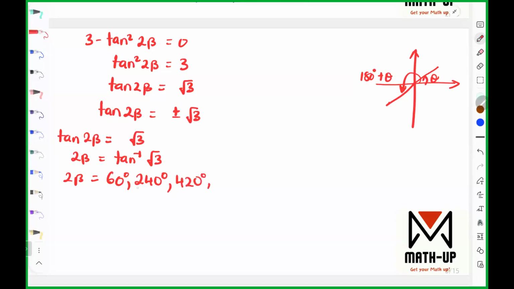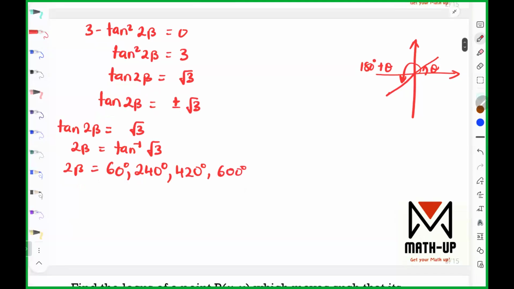I add 360 degrees to 240 degrees, I'll have 600 degrees. So when I divide through by 2, I'll have my beta being equal to 30 degrees. 240 by 2, I'll have 120 degrees. 420 by 2, I'll have 210 degrees. 600 by 2 will give me 300 degrees.